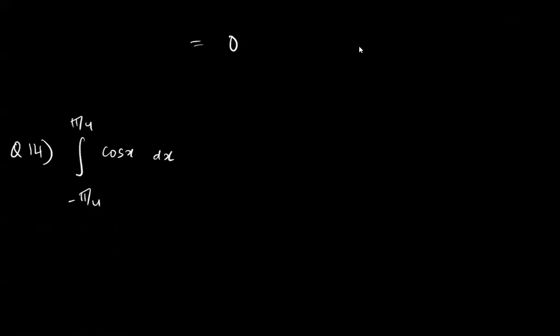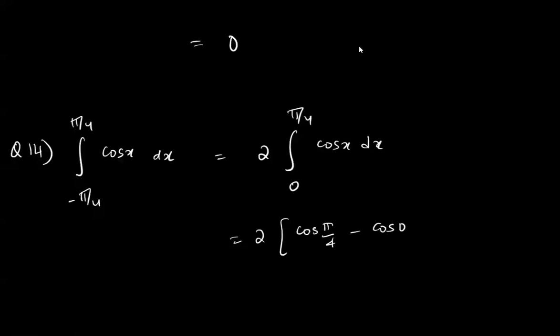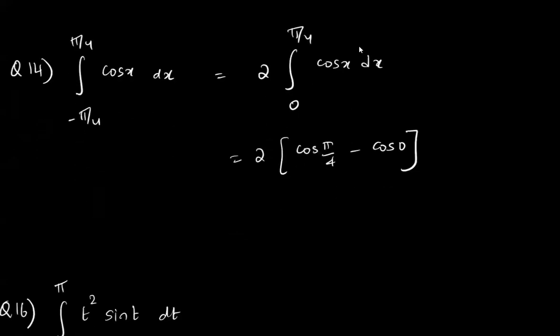So cosine, on the other hand, is an even function. So this will be 2 times the integral from 0 to pi over 4 of cosine x dx. So what is that? It is cosine pi over 4 minus cosine 0. Cosine pi over 4 is root 2 over 2 minus 1. So that will be root 2 minus 2 is your answer.